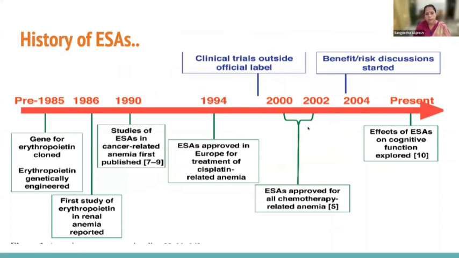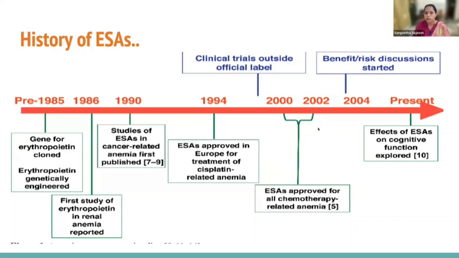And initially, the studies of ESAs in cancer-related anemia were published in 1990. And cancer, as you know, requires a lot of blood transfusions, and ESAs were an attractive alternative. So ESAs were approved in Europe for treatment of cisplatin-related anemia in 1994. Then by 2000 to 2002, ESAs were approved for all chemotherapy-related anemia.